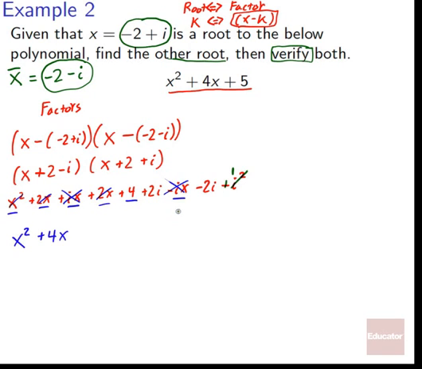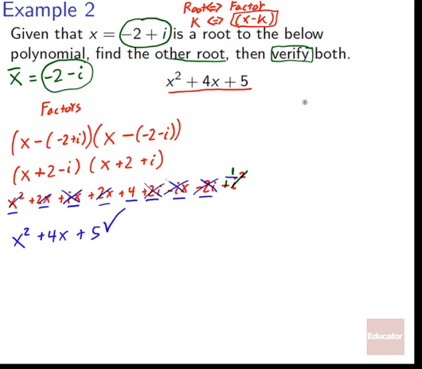How many constants we got? The 4 there, don't forget the 1 that came out of our i squared. So we've got 4 plus 1 because it flipped the sign, so plus 5. And then 2i minus 2i, once again, they nullify each other. So we get x squared plus 4x plus 5. Checks out. Great. Found the answer.